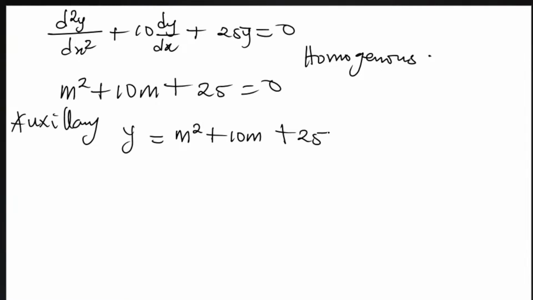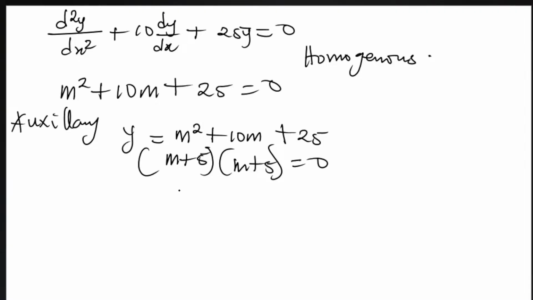What are the two numbers that when you add them, you are going to get 10, and when you multiply them, you are going to get 25? So we have 5 and 5. If you add 5 plus 5, that will give you 10. If you multiply 5 times 5, you will get 25. So you have this to be m plus 5, and you have m plus 5, such that when you expand, you simply arrive at your given quadratic equation.